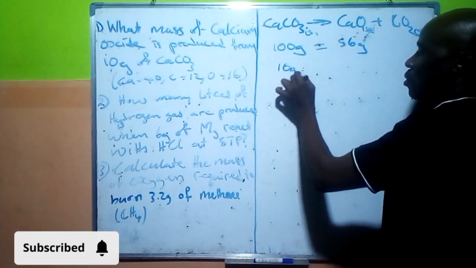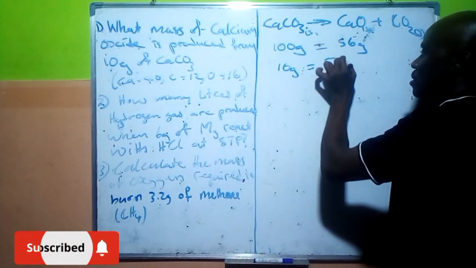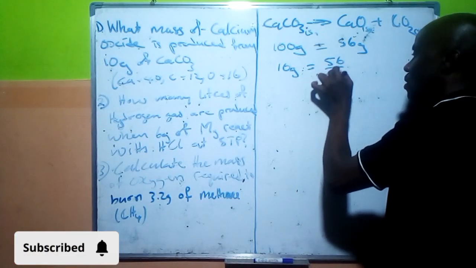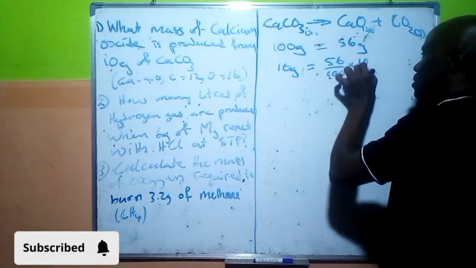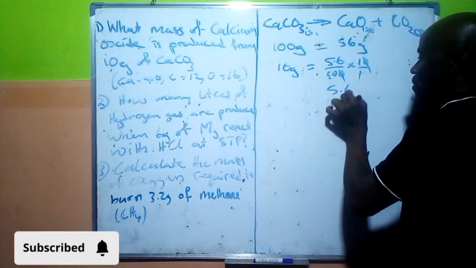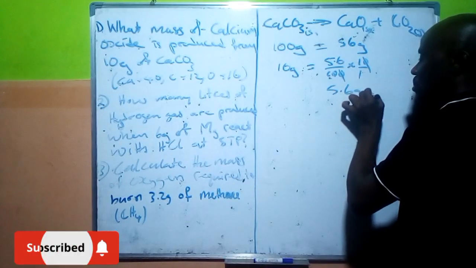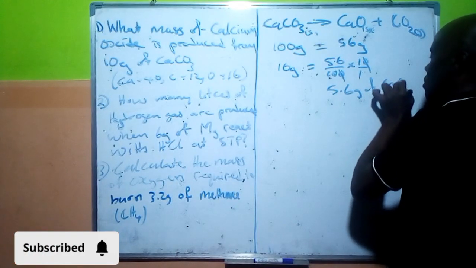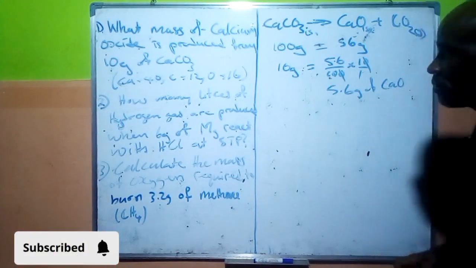So what about 10 grams? If we decompose this, what we're going to get will be 56 over 100 times 10 over 1. This will cancel and this goes here. We have 5.6 grams of what? Calcium oxide. That is what we have.